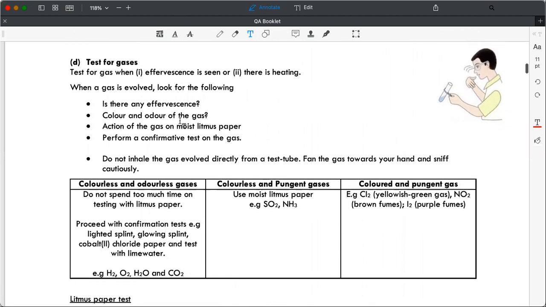So to test for gas, these are the things to look out for. Is there any effervescence? What is the color and odor of the gas? If there's no odor, that means it's odorless. Action of the gas on moist litmus paper must be mentioned. You also should perform a confirmative test on the gas. For example, you use lime water to test for presence of CO2. You use lighted splint for hydrogen, glowing splint for oxygen, etc. Okay, please be very familiar. Although the cheat list is given, it is good that you remember so that you can carry out the task faster, write your answer faster, and you just check the cheat list and confirm your answer.